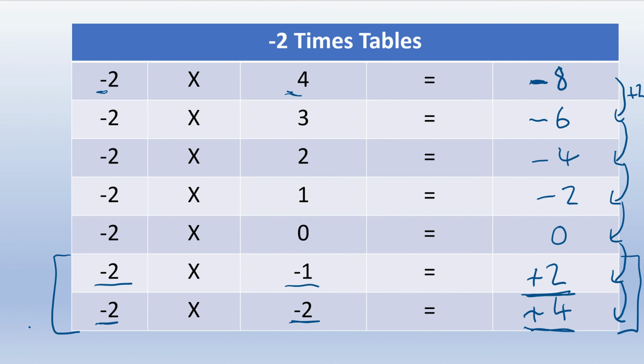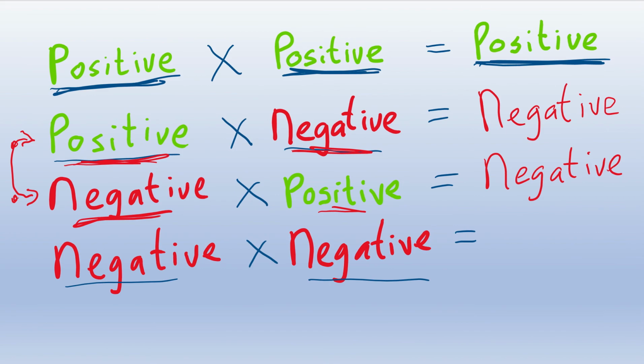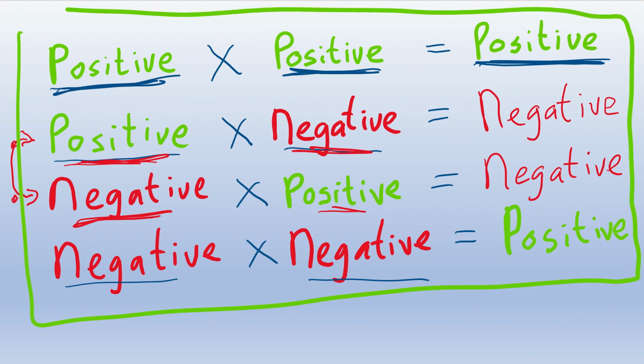You will always get a positive number. So if I was to go back to my notes and fill those out, the last thing we had to fill in was a negative times a negative, and I'm going to put in positive here. So just by looking at patterns in our plus 2 times tables and our negative 2 times tables, we saw that these 4 rules came out at us. And that'll work for any of your times tables, whether it be positive times tables or negative times tables. These 4 rules will hold true.